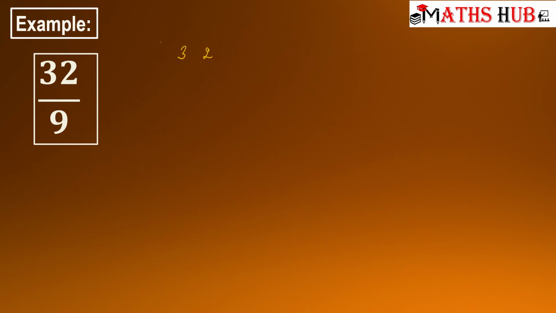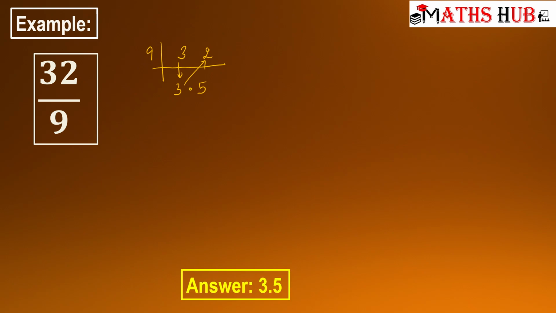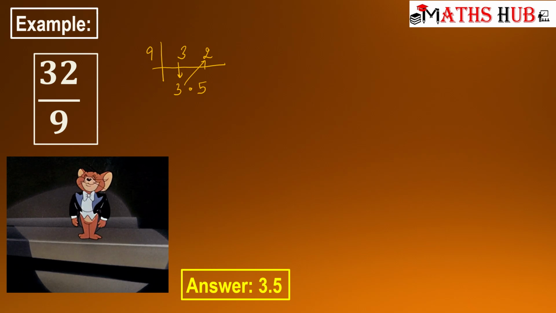So 32 divided by 9. This is pretty easy. We take the first place as it is, 3. We add 2 to it, 3 plus 2 is 5. And we place a decimal in front of it. So the answer becomes 3.5. Right? Okay. Let's take another example.